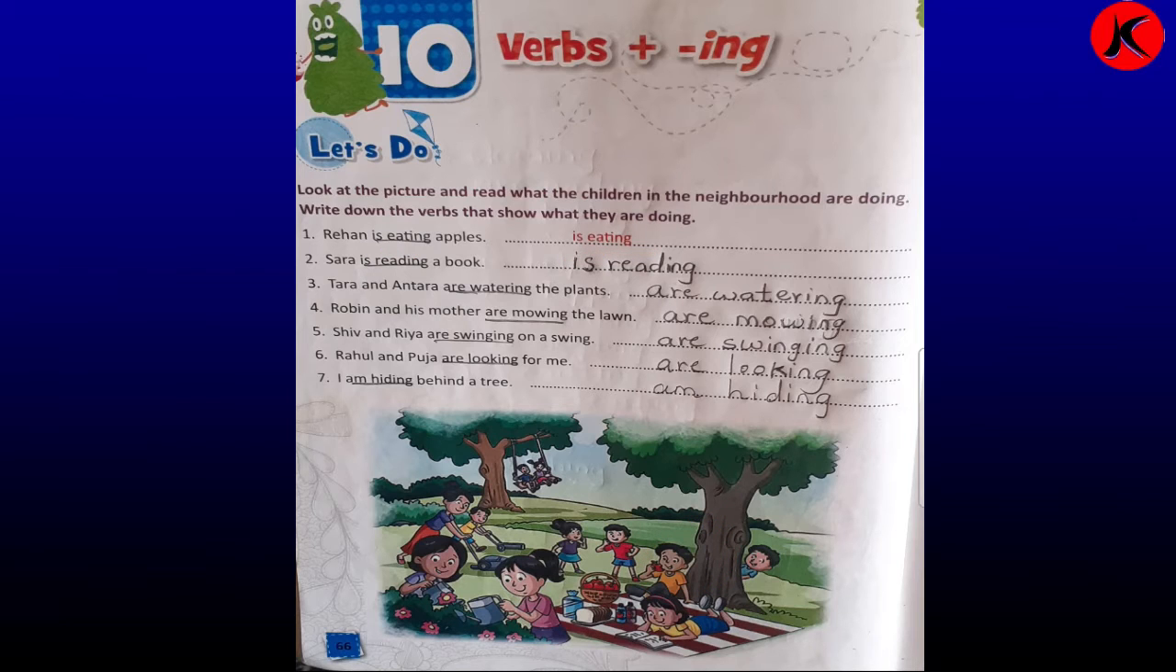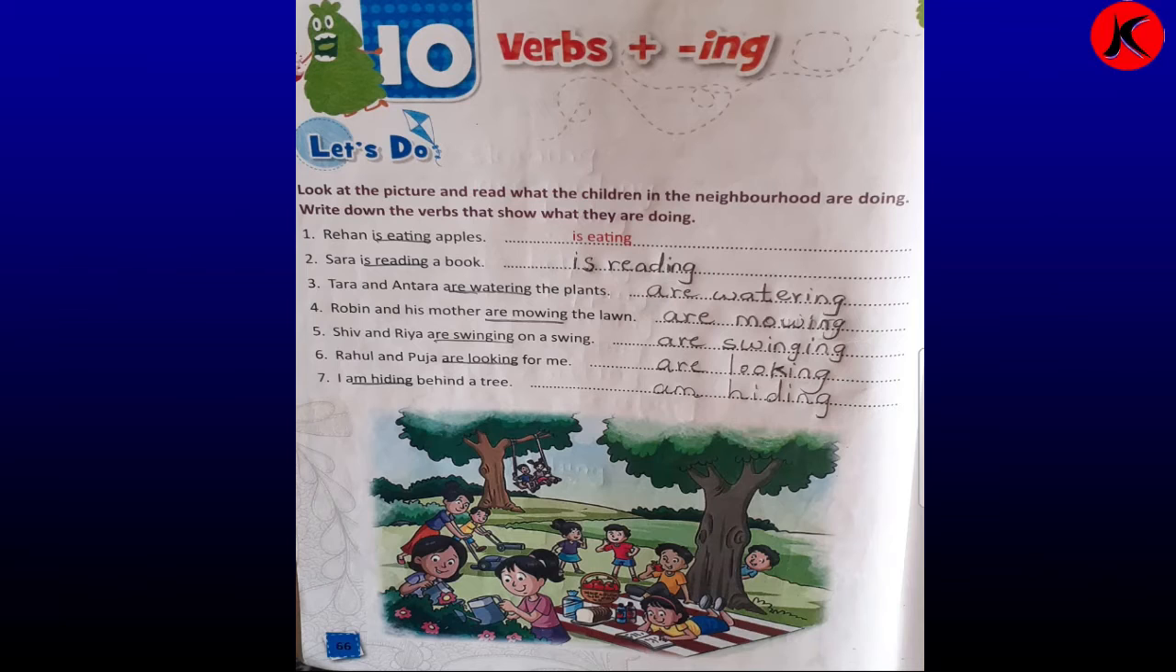Number 2, Sarah is reading a book. Now you can see over here a small girl is there. Her name is Sarah, and what is she doing? She is reading a book. So "is reading" is what? Doing words. So we'll write over here "is reading" in the blank.